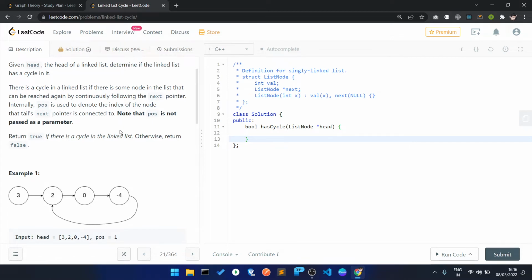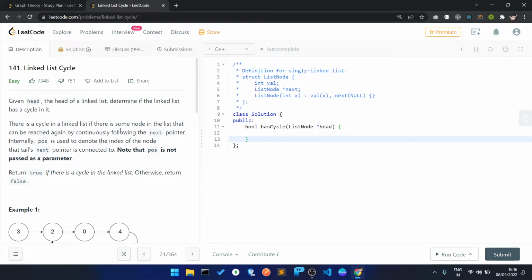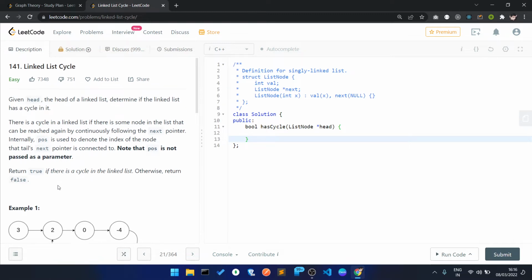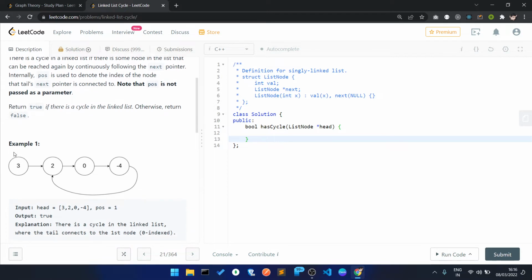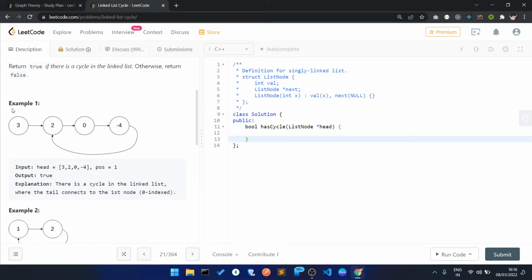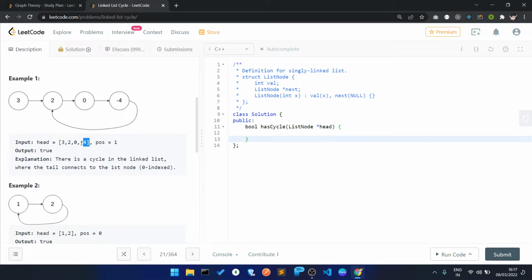It doesn't matter for your task. You are given any linked list, and you have to find out whether a cycle is present or not. If a cycle is present, you return true, otherwise you return false. Let's understand a little bit more using example one. We have been given this linked list and we have to find out whether a cycle is present or not. If you see here, yes, there is a cycle present, so in that case you are going to return true.